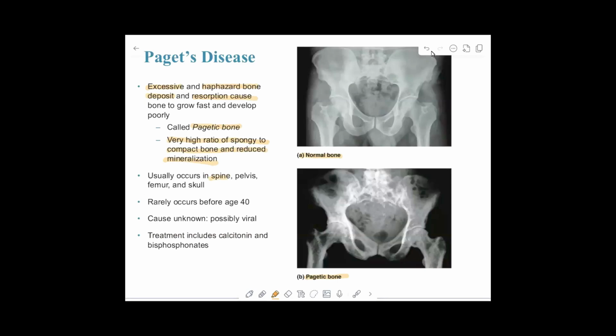It also occurs in the spine, pelvis, femur, and skull, and it rarely occurs before age 40. They really don't know exactly why it's caused, but it could possibly be viral. And the treatment is calcitonin and bisphosphonates.